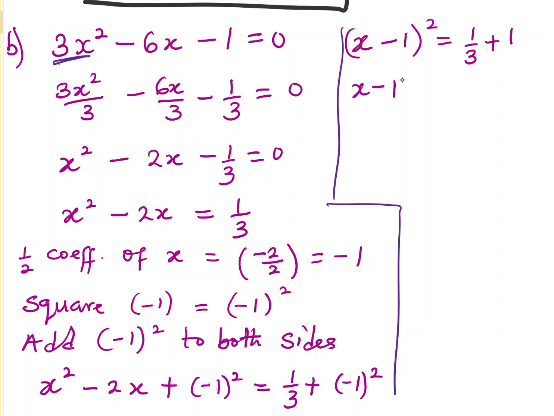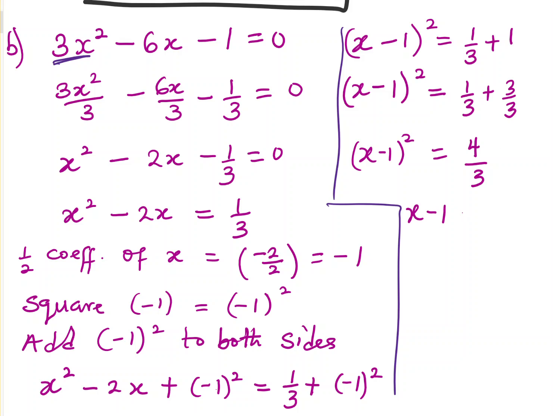Now, this is x minus 1 all squared equals, to make this easy for me to solve, I can say 1 divided by 3 plus, so this is 3 divided by 3, which is still 1. And this is 4 divided by 3. And that is x minus 1 all squared equals 4 divided by 3. Now, what we can do is to take the square root of both sides, and we have x minus 1 equals plus or minus the square root of 4 divided by 3.